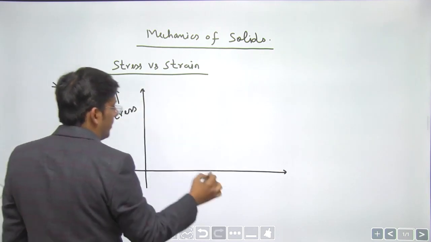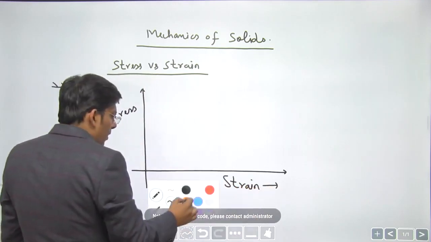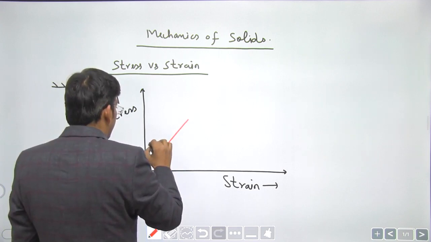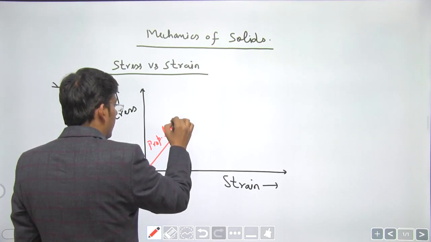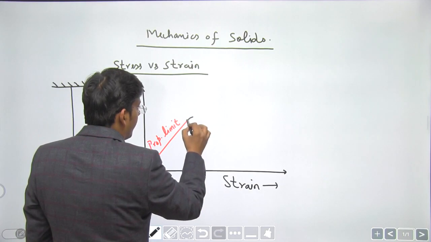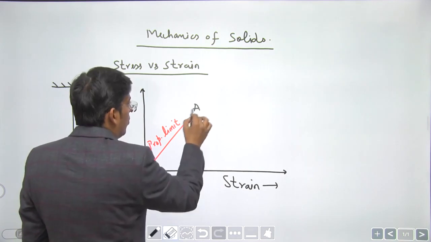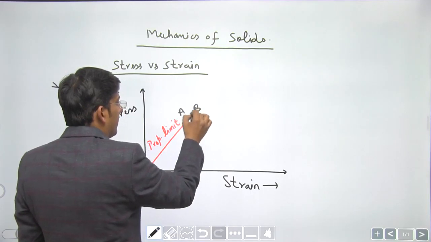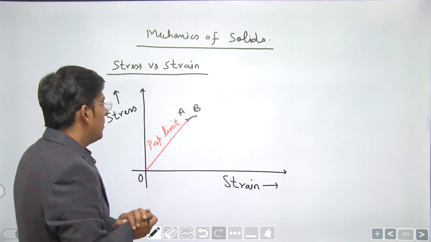Stress versus strain, right? In the proportional limit, where Hooke's law is obeyed, obviously it is a straight line, dear students. This is called the proportional limit. OA is the proportional limit. Let this be up to point B, it is the elastic limit, right?